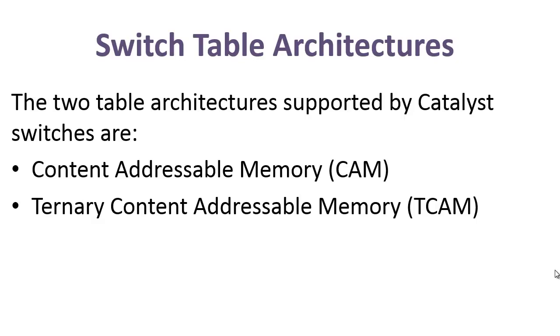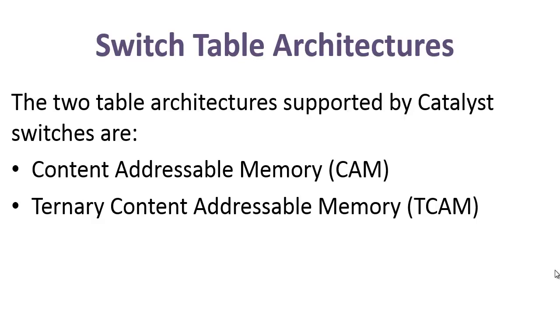CAM tables provide only two results. It's either 0 for true or 1 for false. And it's most useful for building tables that search on exact matches, such as MAC address tables. Now, TCAM, which is ternary content addressable memory, can match a third state.